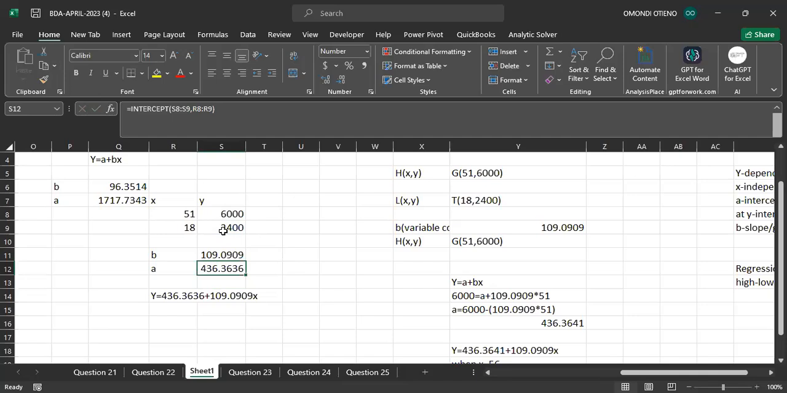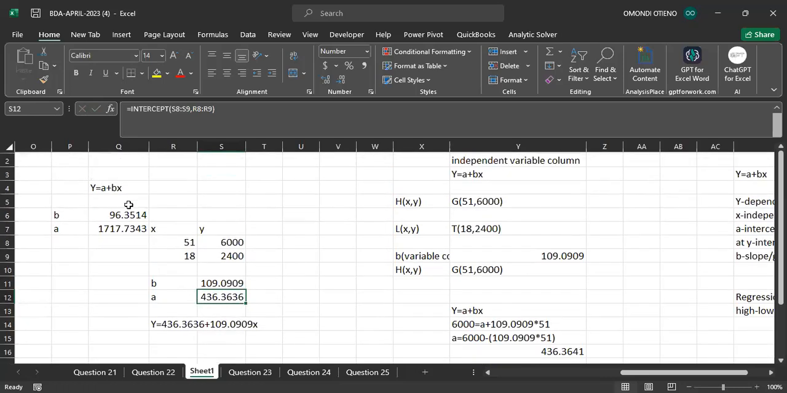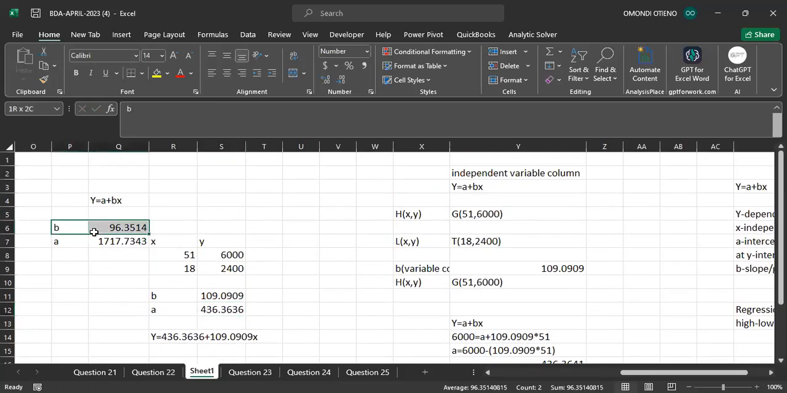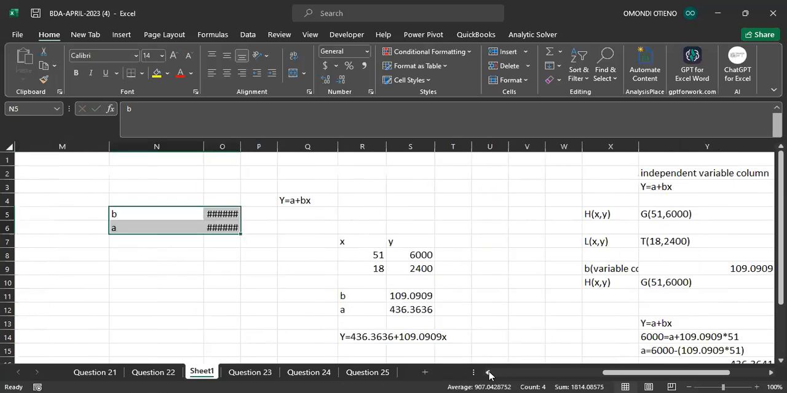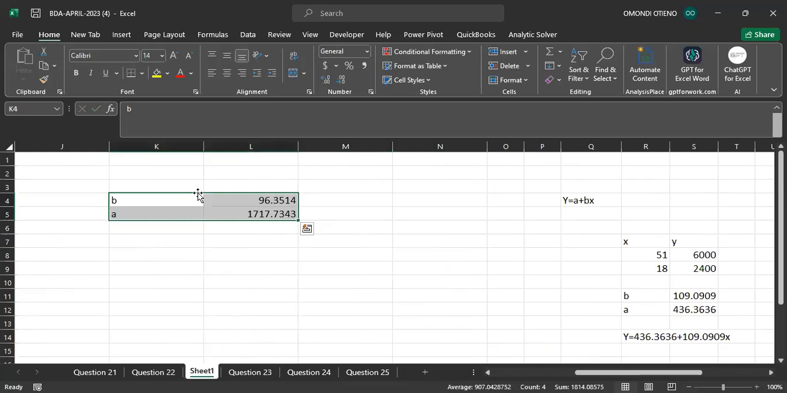The function y is equal to a plus bx. The reason why I'm not interested in coming up with this is that it is not under the high-low method. This one here is what we call regression. This one here is regression.